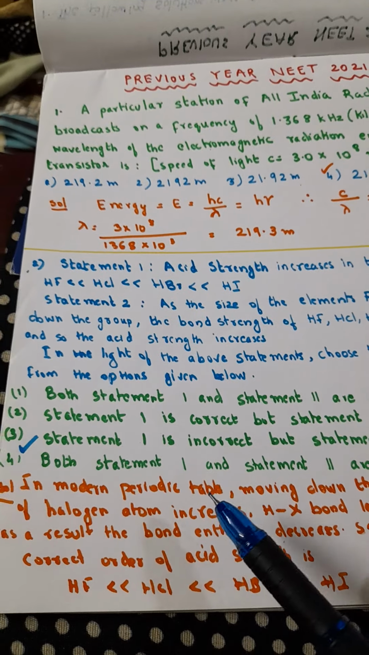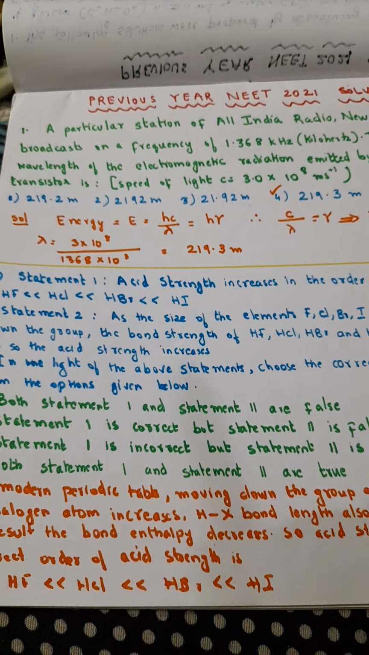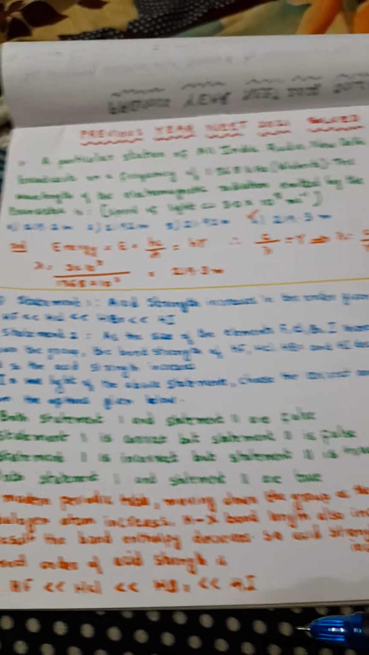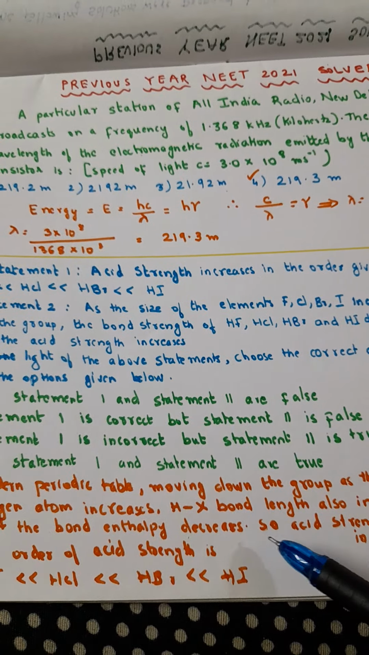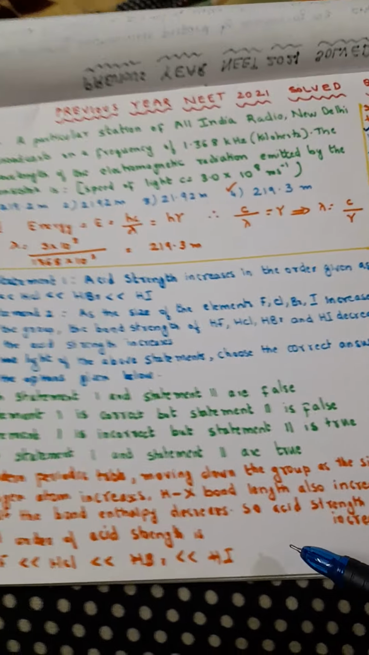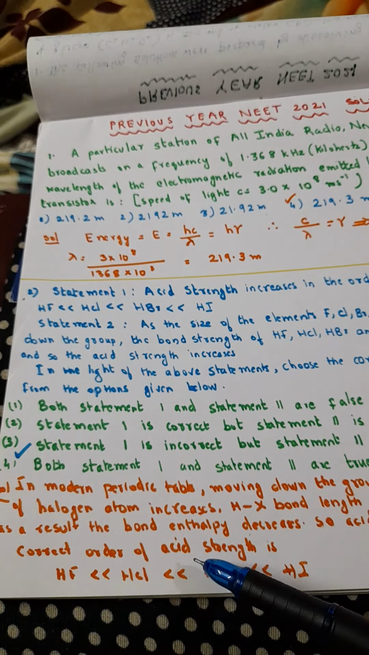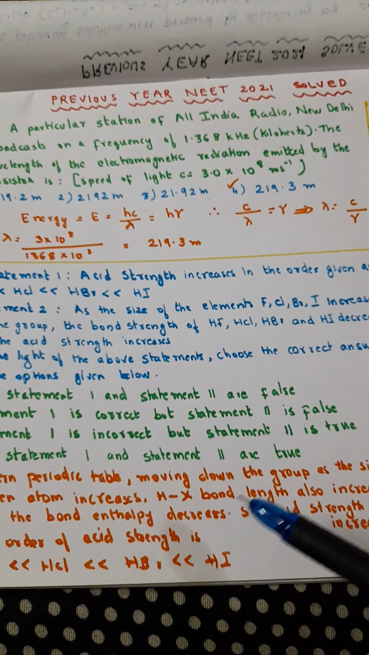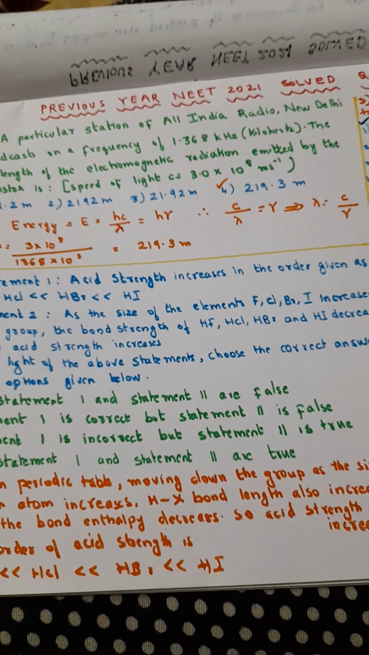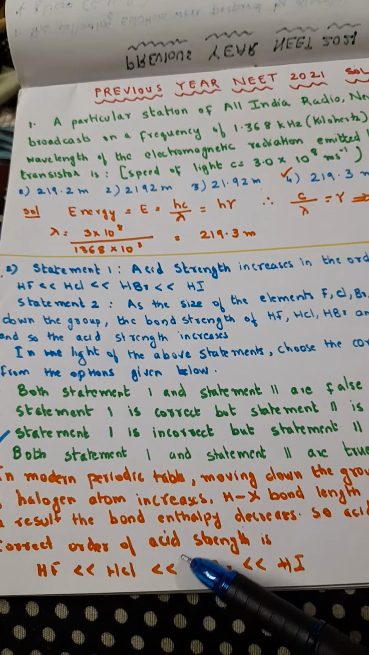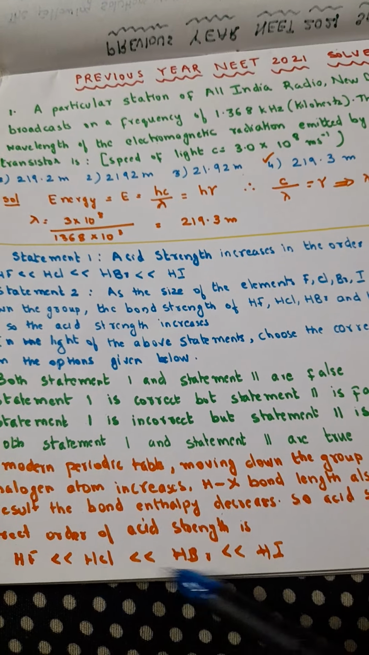Why? Because you see, in modern periodic table, when you move down the group, what will happen? Because the size of halogen atoms will increase. So HX bond length also increases. Okay, as a result, the bond enthalpy decreases, and the bond enthalpy decreases, acid strength increases. Okay. So, the correct order of the acid strength will be this.